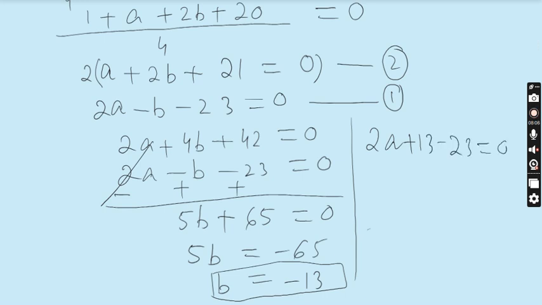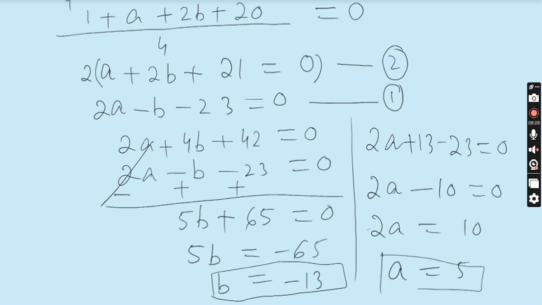23 is equal to 0. 2a minus 23 minus 13 is minus 10, is equal to 0. 2a is equal to 10, and a is equal to 5. Hence the values of the constants are: a is 5 and b is negative 13. This is your final answer of question number 1.